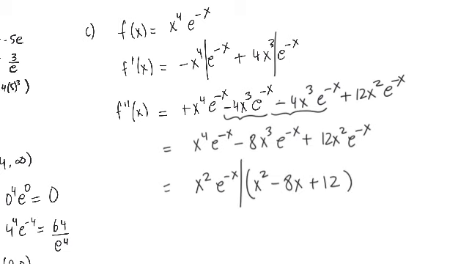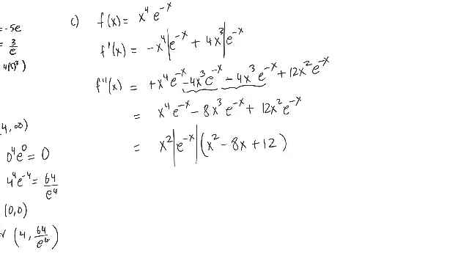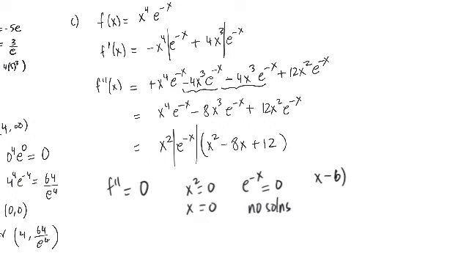So I've set it up with 3 factors, and I am now going to think about where is f double prime equal to 0, right? So f double prime is equal to 0 when each factor we're going to set to 0 and solve. So the first one is at x equals 0, e to the negative x equals 0 is no solutions. And this last piece is a quadratic equation that factors into, let's see, negative 6 and negative 2. And so I have x equals 6 and x equals 2.